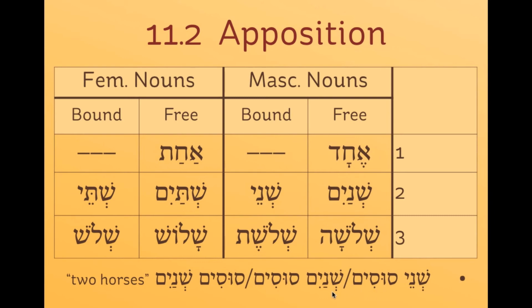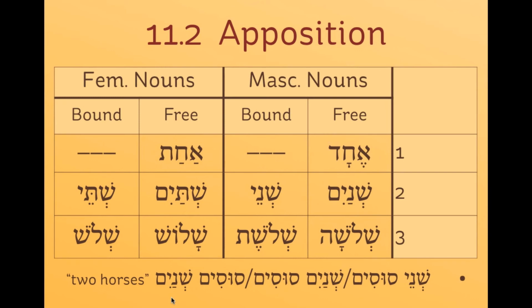Now, when they're in apposition, so if you use a free form, then the number and the noun can be in either way. So shnaim susim and susim shnaim both mean 2 horses. Literally, it would be 2, namely horses, or horses, namely 2 of them. So this is the one exception to the rule that I just gave you.